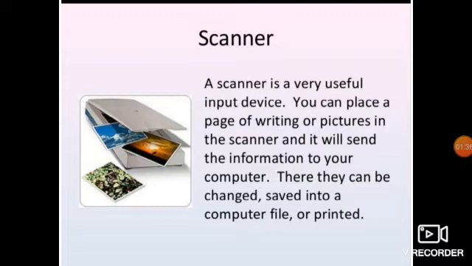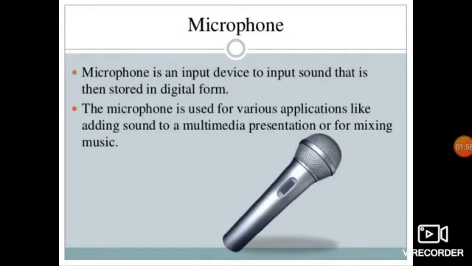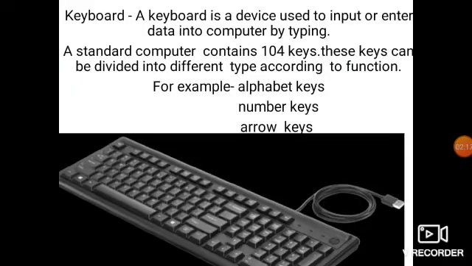Scanner. A scanner is a very useful input device. You can place a page of writing or pictures in the scanner and it will send the information to your computer. There they can be changed, saved into a computer file or printed. Microphone. A microphone is an input device to input sound that is then stored in digital form. The microphone is used for various applications like adding sound to a multimedia presentation or for mixing music.